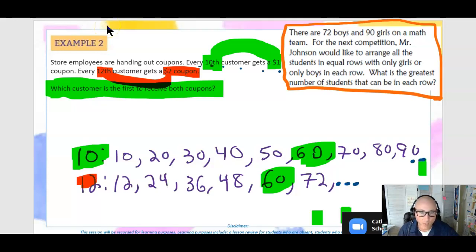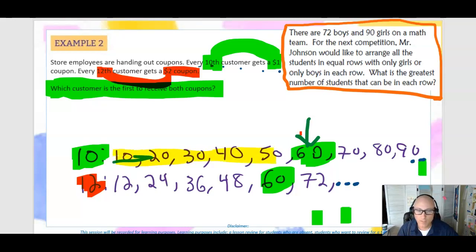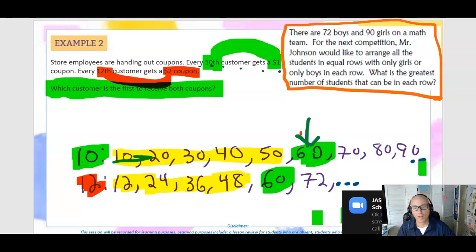And red is every 12th person. So here are all of our 12th persons. So the ones that they have in common, that's first, so not the 10th, not the 20th, 30th, 40th person. They all get this $1 ticket, but the 60th person gets a $1 ticket, right? No other person here in our yellow matches. All these people in yellow are getting that $1 ticket, but none of those people who are getting the $1 ticket are also getting the $2 coupon. So $1 coupon and $2 coupon. But the 60th person is the first person.